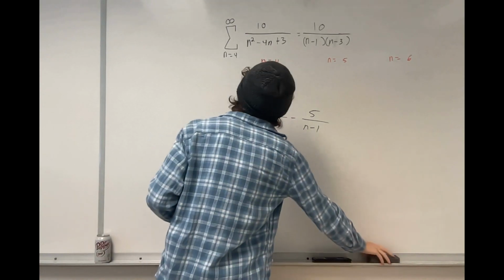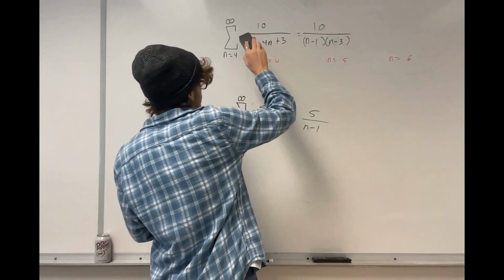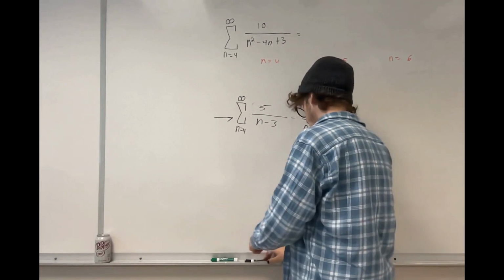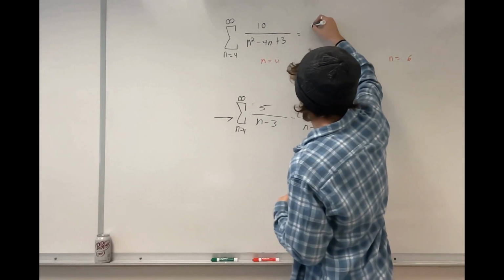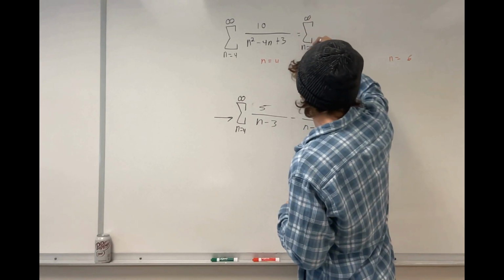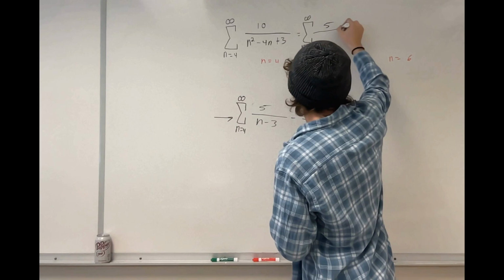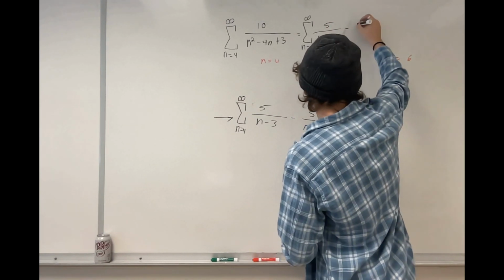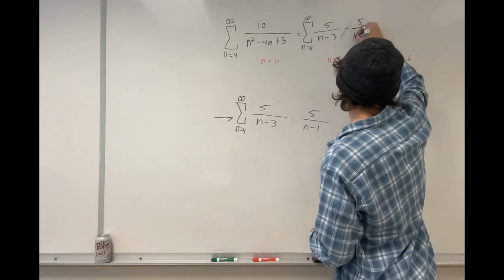Alrighty, to make things more simple, I'm gonna write our series as equal to another series, just written in a different way. So I'm gonna move this up here, because I'm kind of running out of room. 5 over n minus 3 minus 5 over n minus 1.